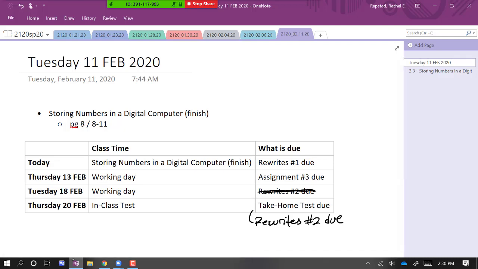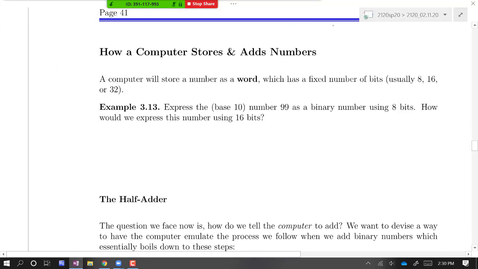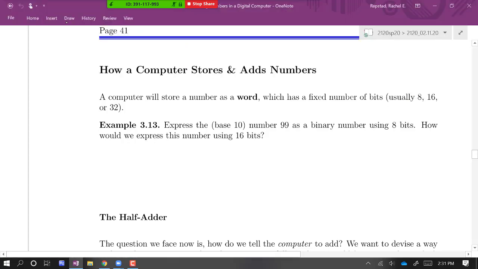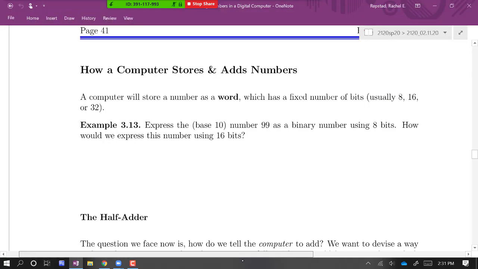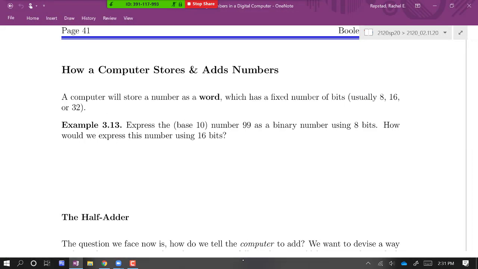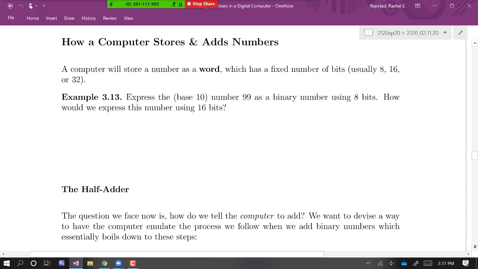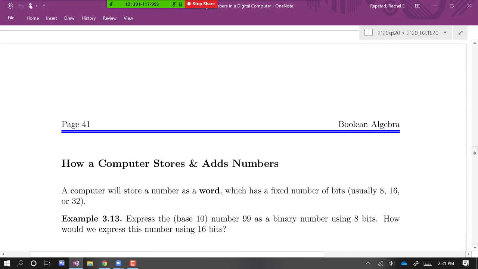Okay. So we were talking about storing numbers in a computer. We did some binary arithmetic, which is kind of fun. A computer will store a value using some certain number of bits, right? So take the number 99 as a base 10 number. If we express that in binary, let's do a real quick conversion here.